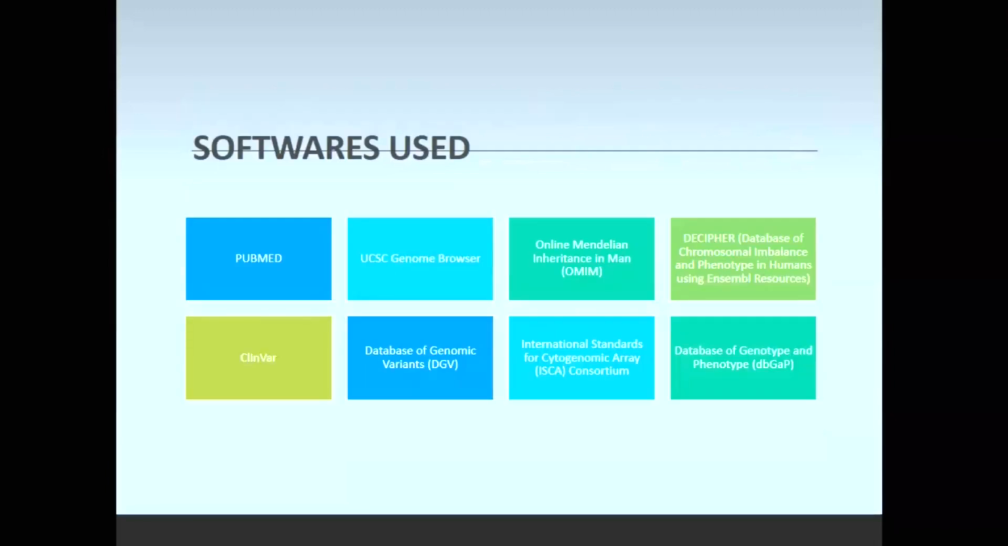For the software used to interpret microarray results, we can look in PubMed if there is any specific abnormality. We can look in OMIM, and there is a database known as Decipher. It contains the chromosomal imbalances that have already been reported in diseased individuals. Then ClinVar, also a similar database like Decipher. In DGV, the chromosomal variations that are observed in the normal population are catalogued. ISCA is now not routinely used. And then we have a database of genotype and phenotype.